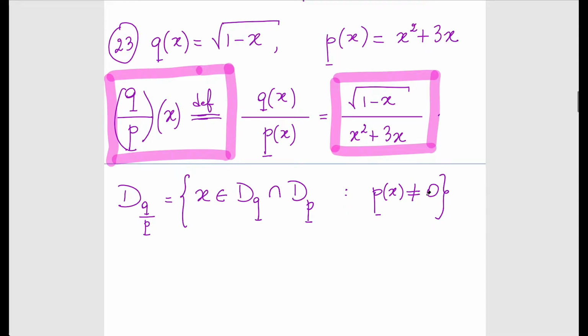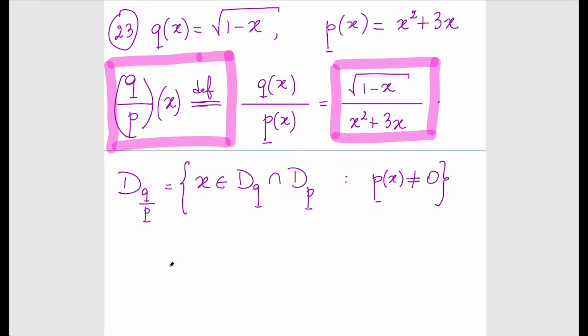Alright, so let's unravel what this means now. What's D of Q? So what's the domain of Q? We found it above. D sub Q, we found it to be minus infinity all the way to 1. This is what we found above. Let's actually keep it in the same color, which was pink. Okay, so this is pink and this is pink. These are the same thing.